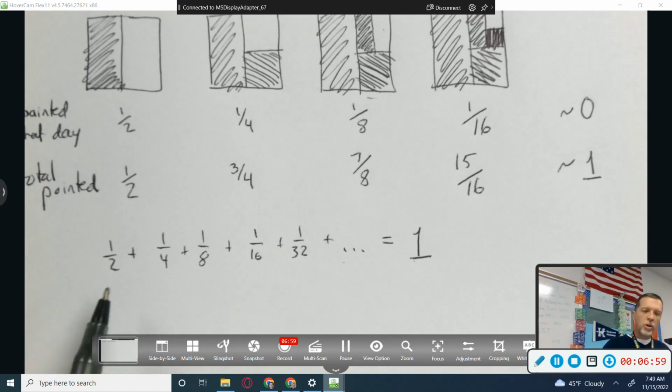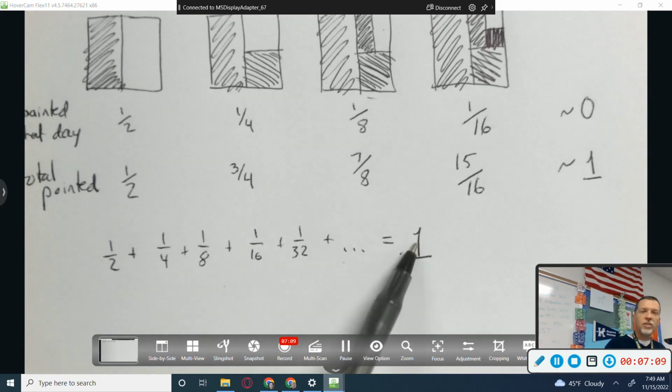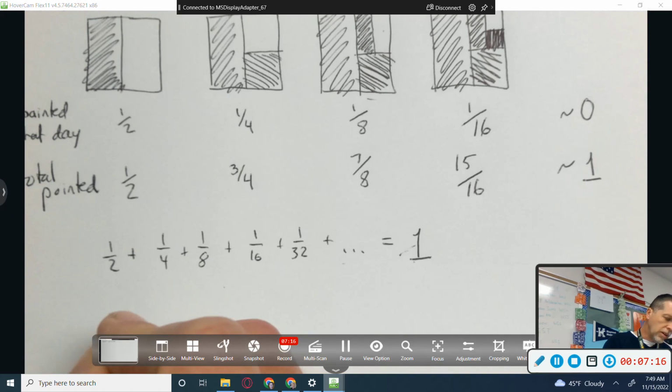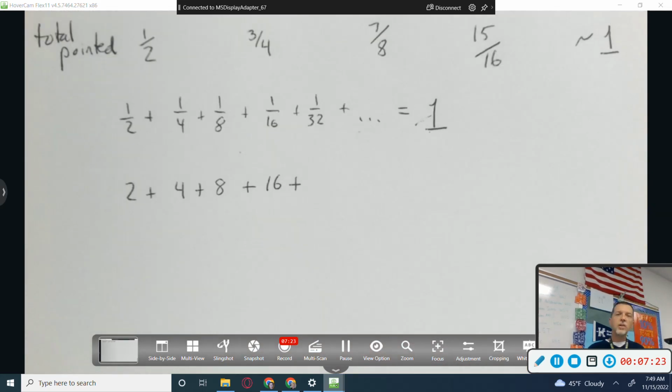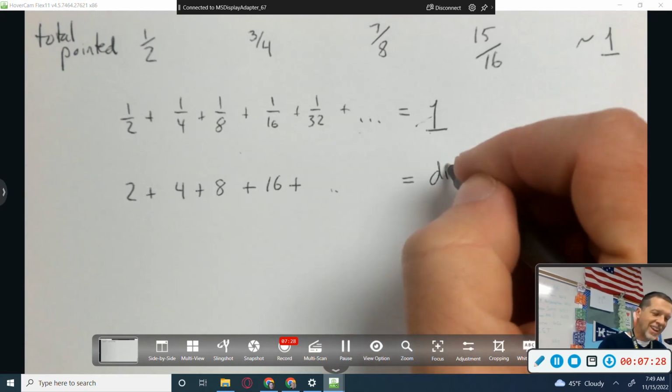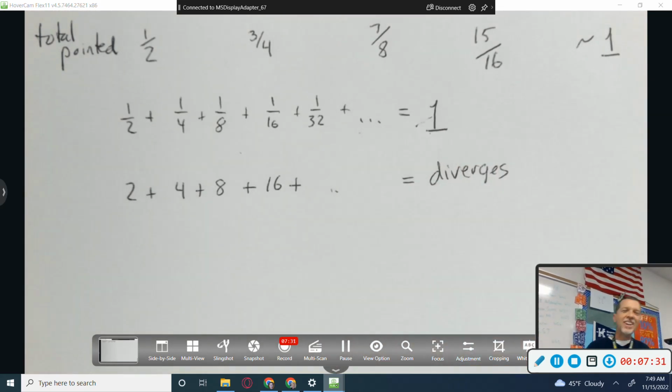So what would make it so that it would converge? That's the fancy word, as opposed to diverge. What do you think the terms have to be doing in order for this to work? Okay, they're definitely all going to be adding. What about if we did it this way? 2 plus 4 plus 8 plus 16. What's that going to equal? Not 1. We would say that diverges. That's not headed toward anything. That's just getting bigger and bigger.